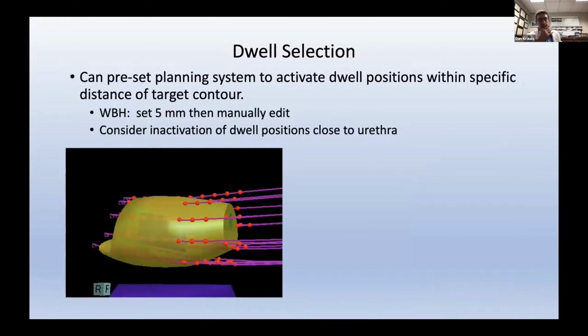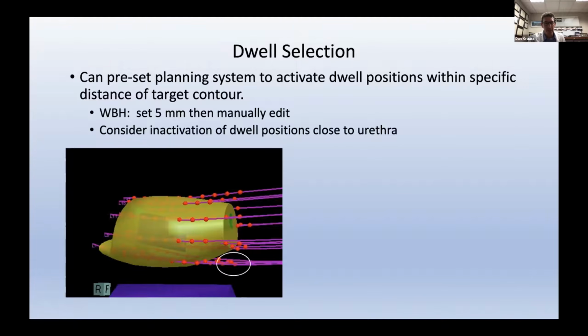Once you've done your contouring, you select your dwell positions. You can preset this however you want. We have our settings that it will automatically activate any dwell position within 5 millimeters of what you contour as target. However, still go through and look manually. Sometimes you'll have dwell positions that are activated immediately adjacent to the urethra. Just turn those off. You won't need them, and it'll wreck your urethral dosimetry.